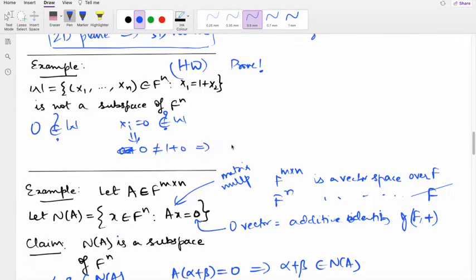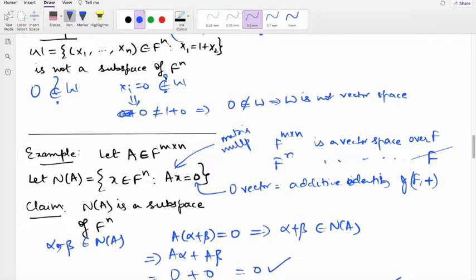So hence, the zero vector does not belong to W, which means that W cannot be a vector space in the first place, right? W is not a vector space, and hence it can't be a subspace also, right? That's one way of going about it.